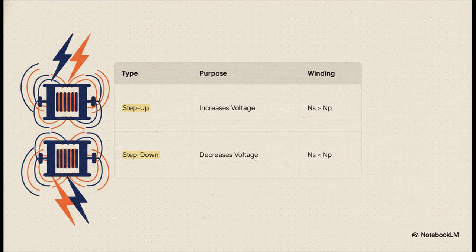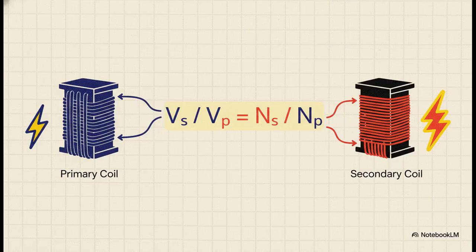And they basically come in two flavors. If you need to increase the voltage, you use a step-up transformer. It just has more turns of wire on the output coil. If you need to decrease the voltage, use a step-down transformer, which has fewer turns on the output. It's that direct. More turns, more volts. Fewer turns, less volts.